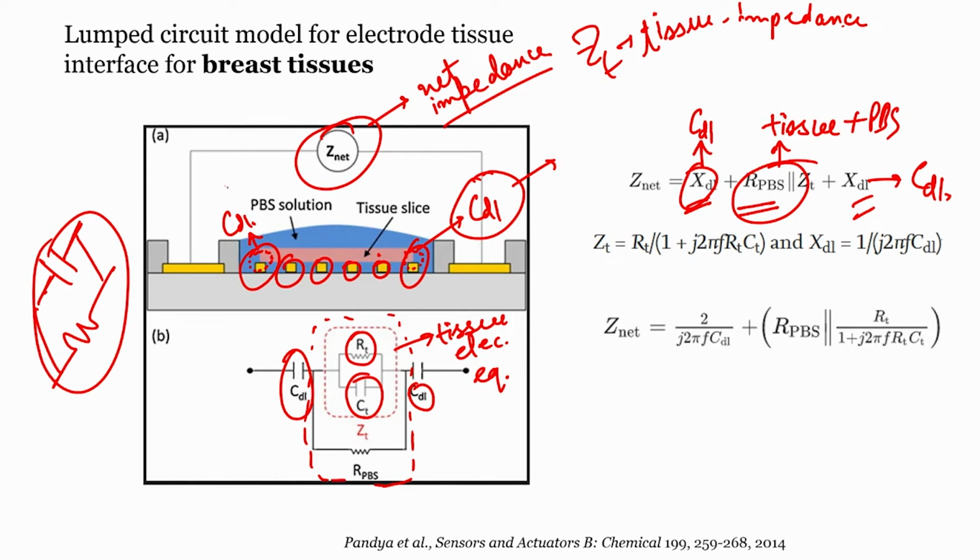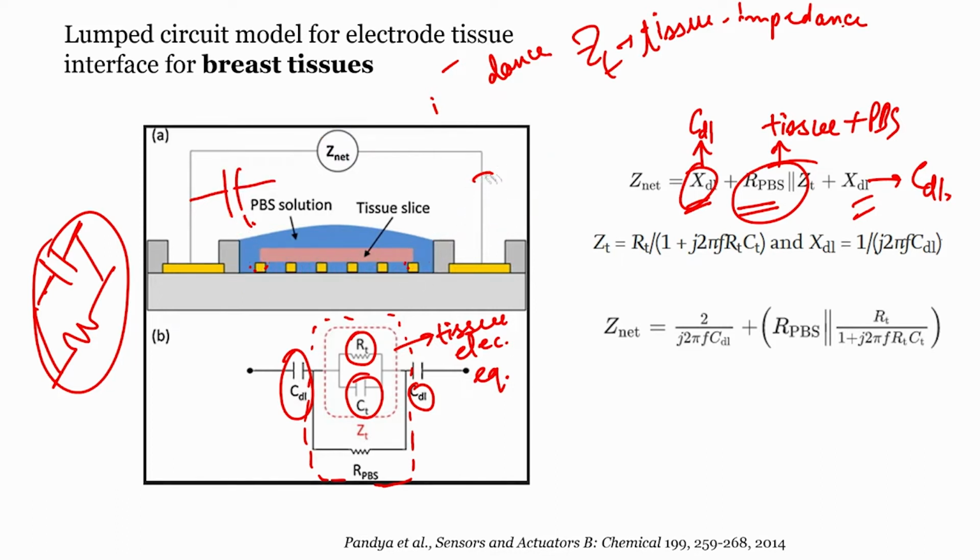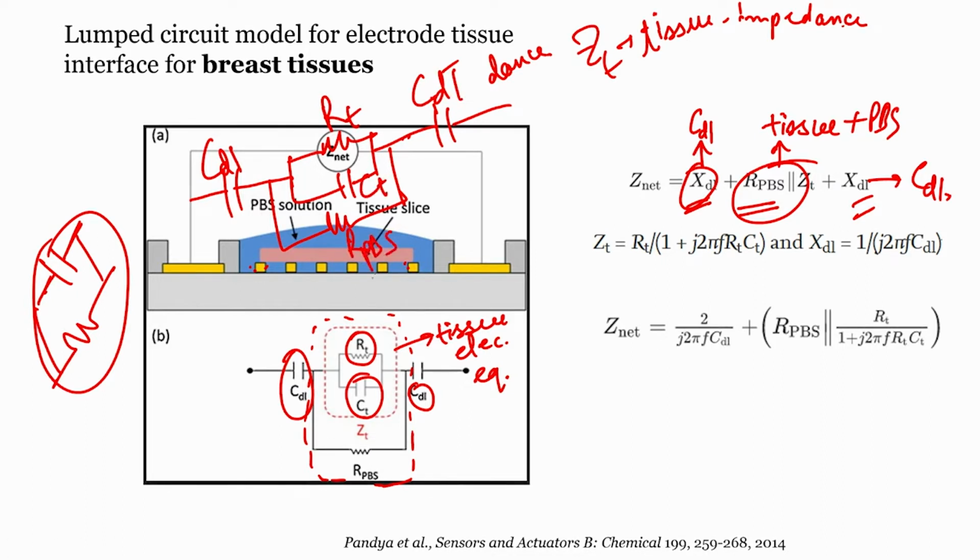So if I were to draw the resistor capacitor combination here, it would look something like this. Just for your better understanding, you will have a resistor and a capacitor in parallel combination. Here will be a resistor and then there will be a capacitor. This will be CDL, CDL, this will be RT, this will be CT, and this will be our PBS. So till this point it is clear.